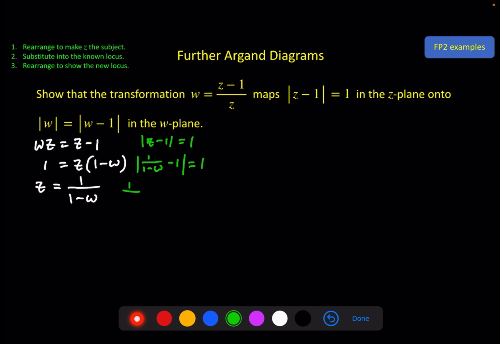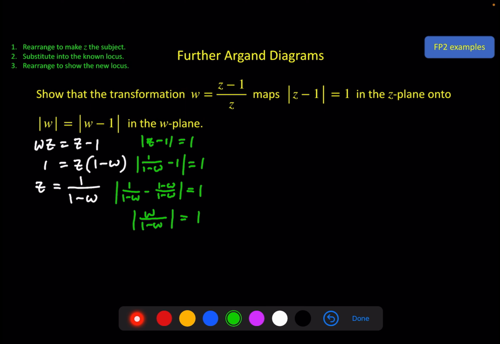So that will be 1 over 1 minus w minus 1 minus w over 1 minus w is equal to 1. And then we can see that the 1 minus 1 will disappear and the minus minus w becomes w over 1 minus w equals 1.